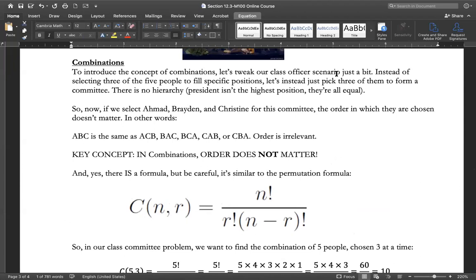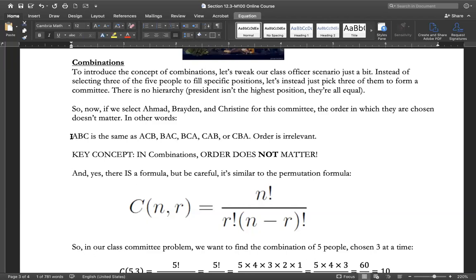All right. Instead of selecting 3 of 5 people to fill specific positions, let's instead just pick 3 of them to form a committee. Let's say, for example, that instead of electing officers, we're going to pick 3 people to put together a class party, end of the semester class party, okay? It's a committee. It doesn't matter, for example, if we choose Ahmad, Braden, and Christine.